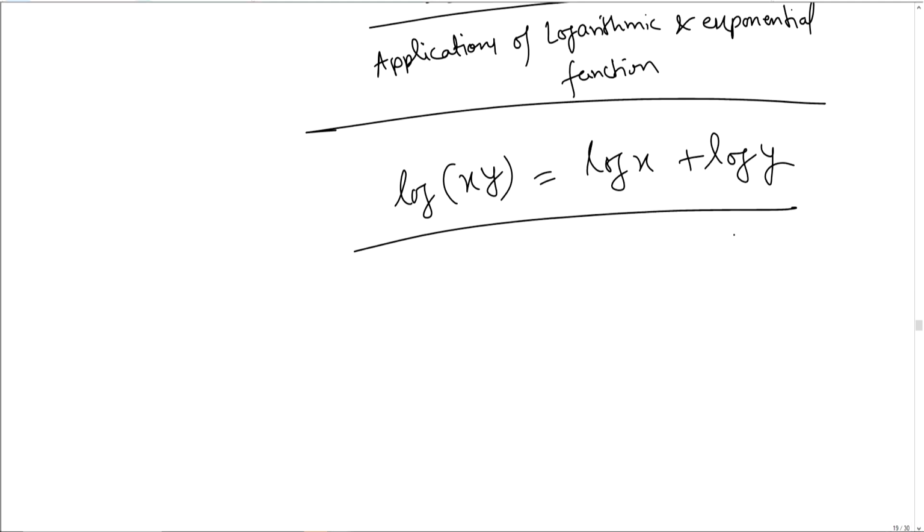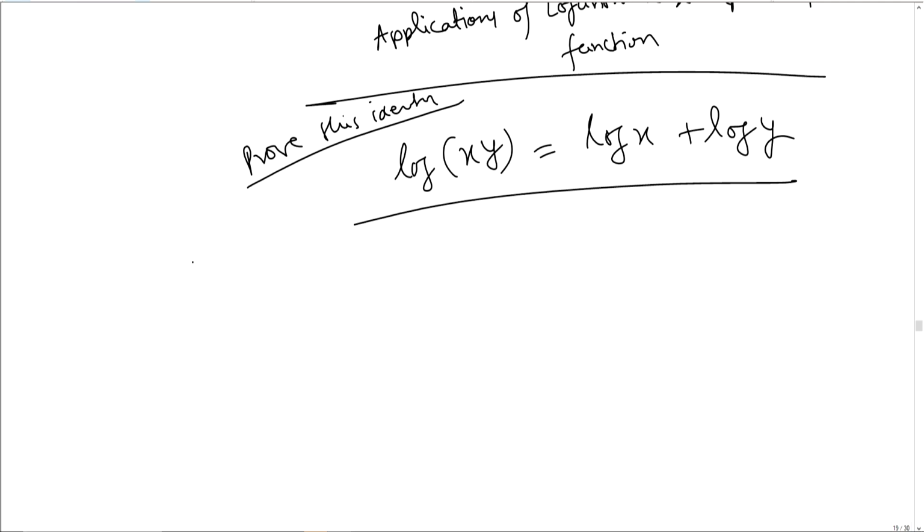And your goal is to prove this identity. Okay. So, prove this identity. Does this identity hold? You need to prove this. You have seen this identity before. I want you to prove this identity.